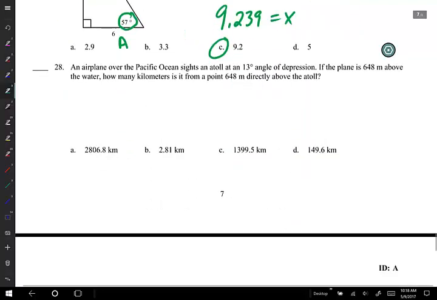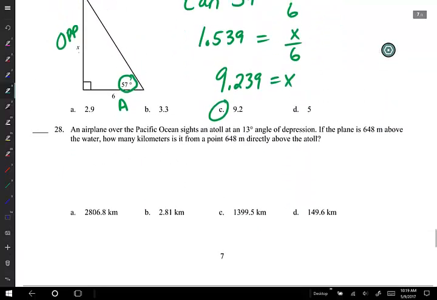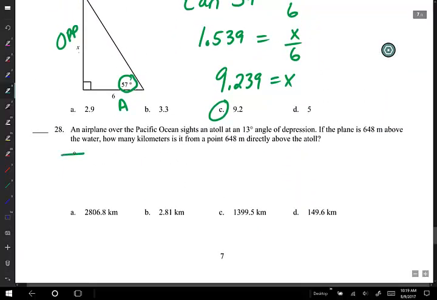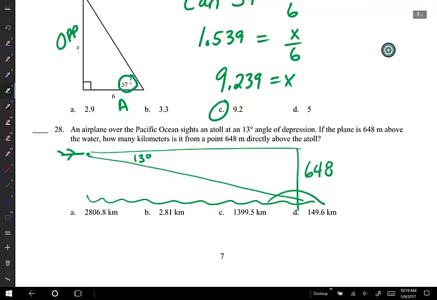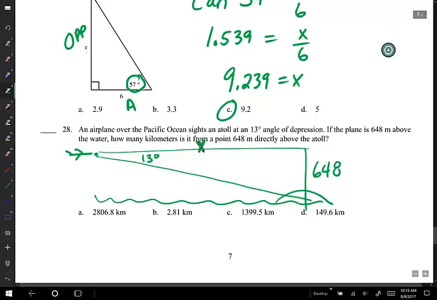Okay? Airplane over the Pacific Ocean. Okay, here's my little plane. Forgive my drawing. Do you guys know what an atoll is? It's an island in the water. So here he is. He's flying, and he has a 13-degree angle of depression. He's 648 feet or meters above the water. How many kilometers is it away? So he wants to find this value x.